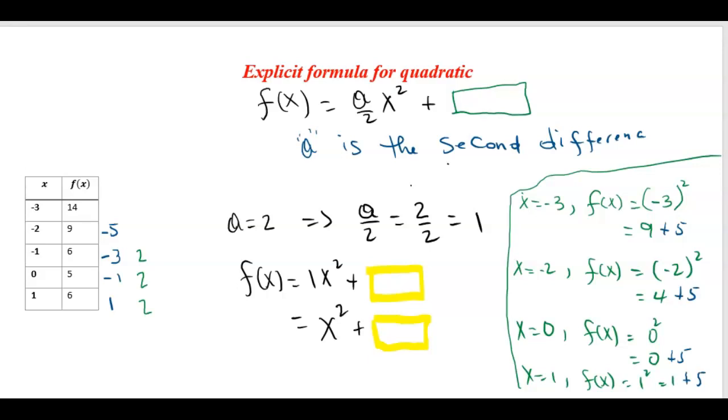So notice, after I plug in those numbers, I keep adding 5. So therefore, we can just go ahead and add 5. Which means the explicit formula will be f of x equals x squared plus 5. That's it.